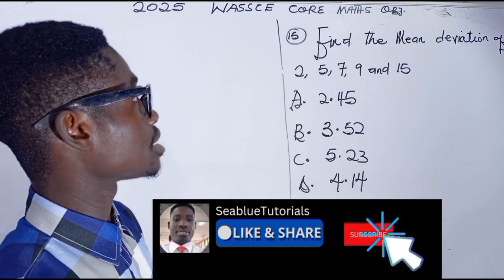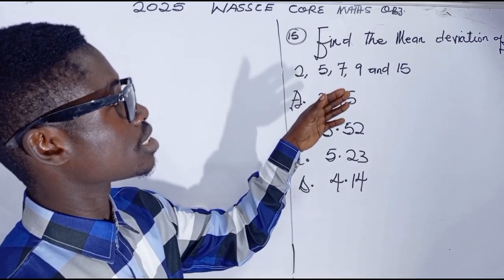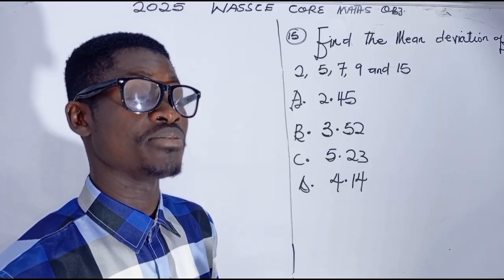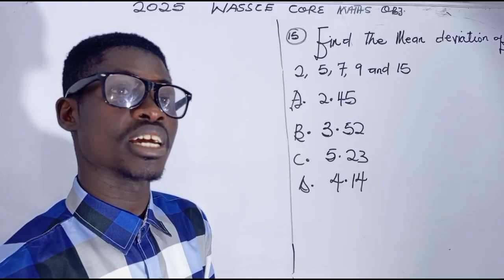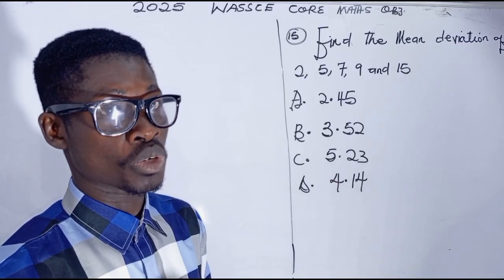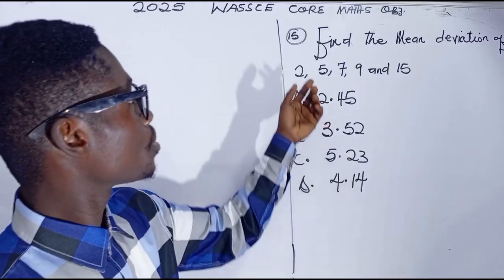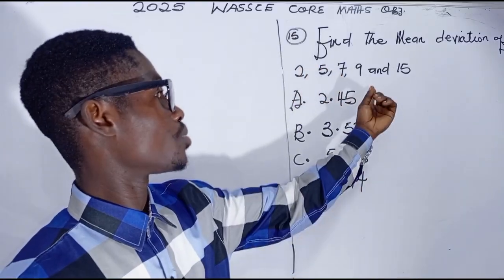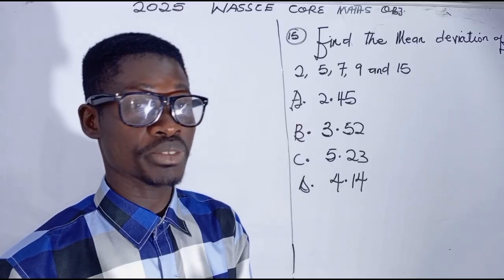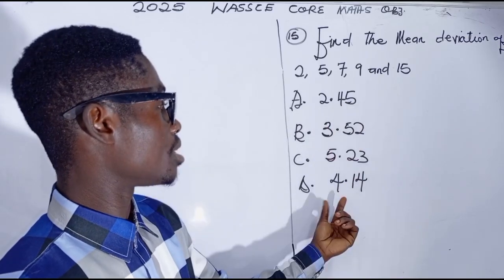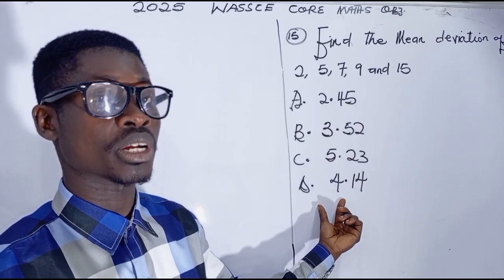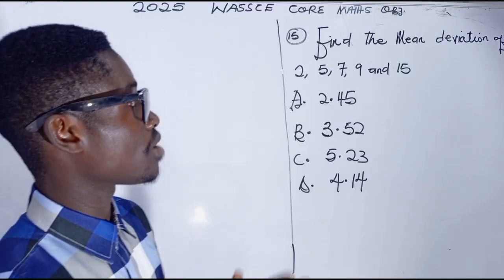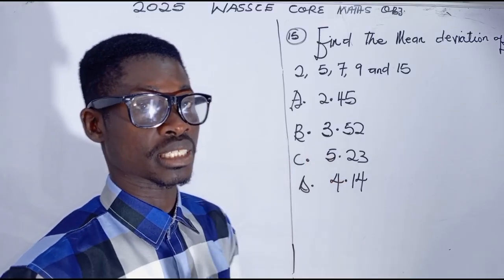So what does this question say? Now this question falls under statistics 2, where we have the mean deviation, the standard deviation, the range, and so on. So we want to find the mean deviation of these data sets that we're given. Once we are done, we go through the possible answers to tick the correct answer.